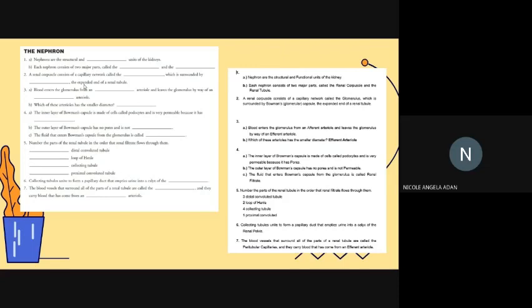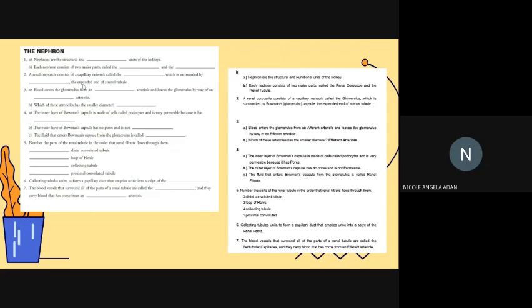Number 4, we have letter A. The inner layer of Bowman's capsule is made of cells called podocytes and is very permeable because it has pores. Letter B. The outer layer of Bowman's capsule has no pores and is not permeable. Letter C. The fluid that enters Bowman's capsule from the glomerulus is called renal filtrate.